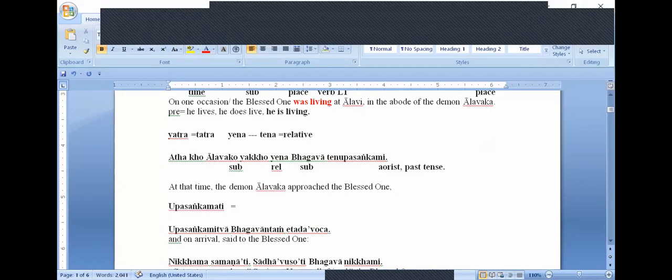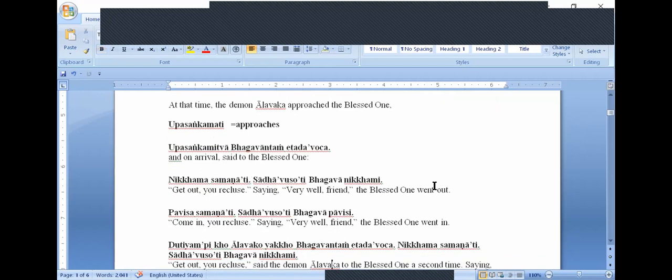So this is "approaches", right? Approaches here is the present tense. Upasankamitva is a gerund here. Upasankamitva: after approaching. So if we translate, after approaching the Blessed One, and then he said to the Blessed One, etam avoca. Okay, this is a past tense here, but you have not learned it yet.